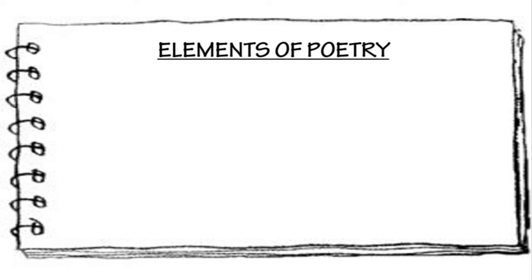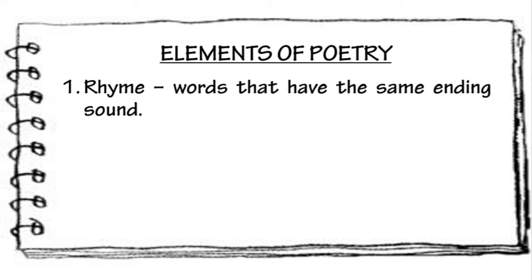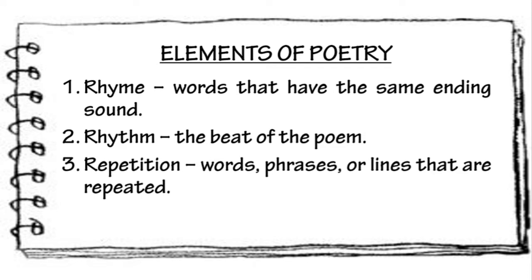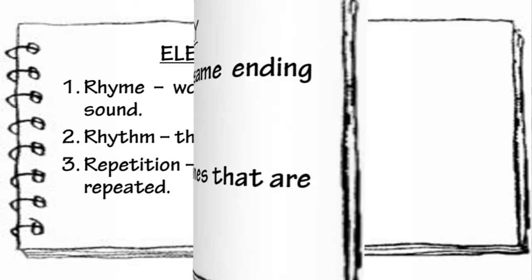Next, we have the elements of poetry. First, the rhyme or the words that have the same ending sound. Second, the rhythm or the beat of the poem. Third, repetition or the words, phrases, or lines that are repeated. Please remember these three because I will be explaining more later on. And now to our next topic, we will talk about imagery.